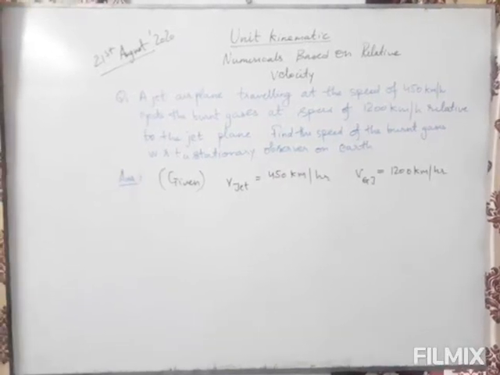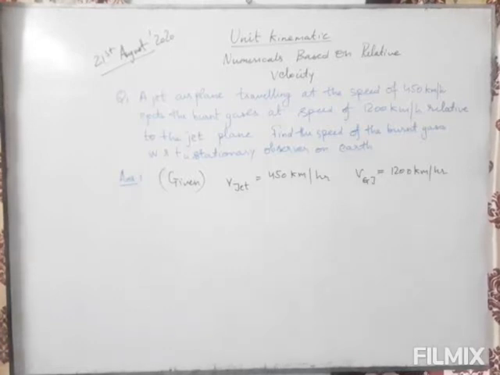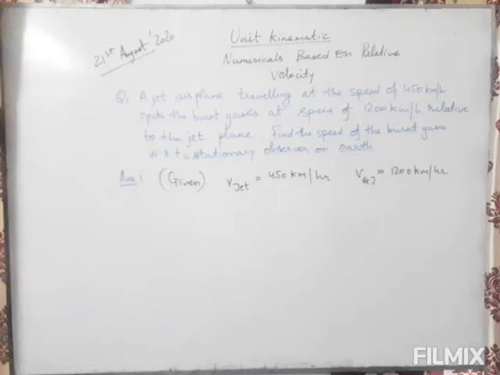The topic is the relative velocity, and the first question which we are doing is based on a jet airplane traveling at a speed of 450 km per hour that ejects the burnt gases at the speed of 1200 km per hour relative to the jet plane. Find the speed of the burnt gases with respect to the stationary observer on the earth. It is a concept of relative velocity, so I will be explaining it to you thoroughly. So kindly see on the board.